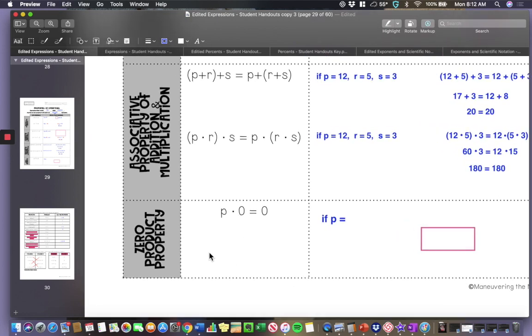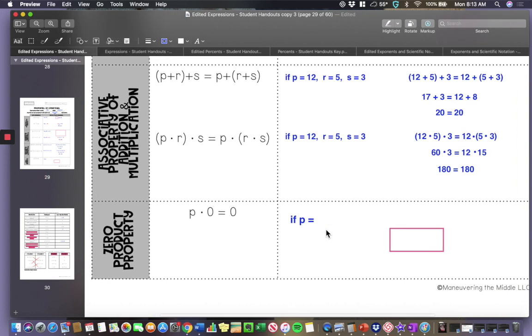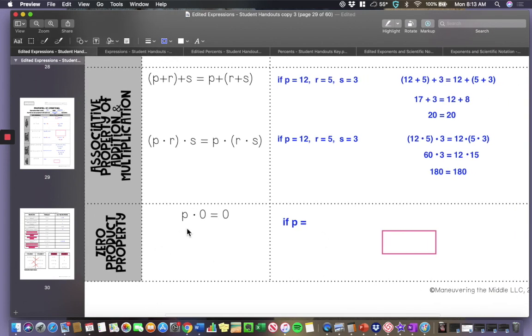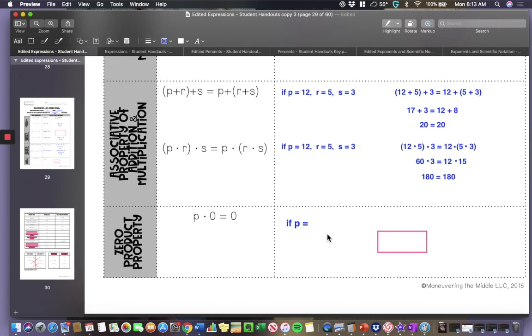Next, we have the zero property, zero product property, product being the answer to a multiplication problem. So whatever P is, whatever number this is that we've assigned to or that we don't know, multiplied by 0 will be 0. So for example, if I took apples and multiplied it by 0, well, I have nothing to multiply it by, right? I have no apples. So whatever the number is or whatever the object is, if it's multiplied by nothing, that means I have nothing. So your answer is going to end up being 0.